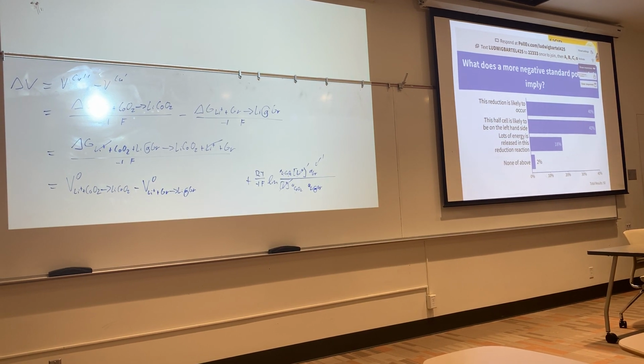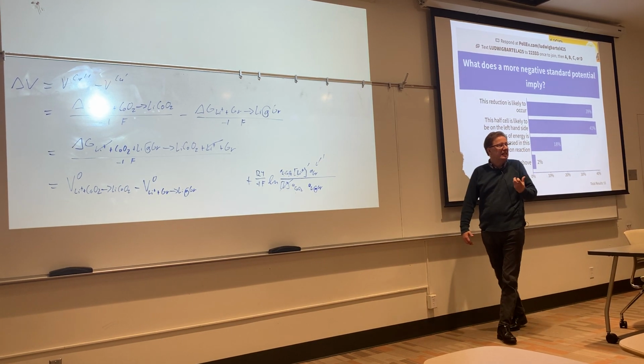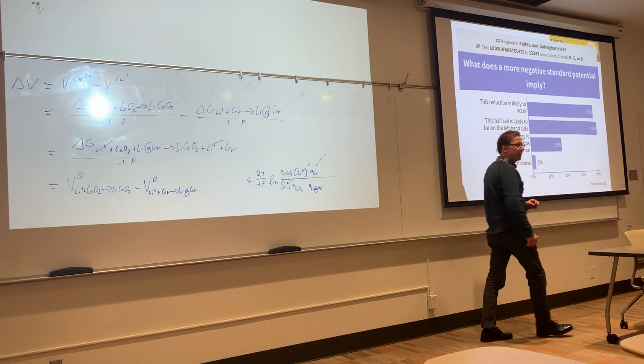This reduction is likely to occur, or this half cell is likely to be on the left-hand side. Even split in this class. Those of you who were... no, it is, the reduction is really unlikely to occur. You have a negative reduction potential for something which easily oxidizes, meaning it's not likely to occur in the reduction.